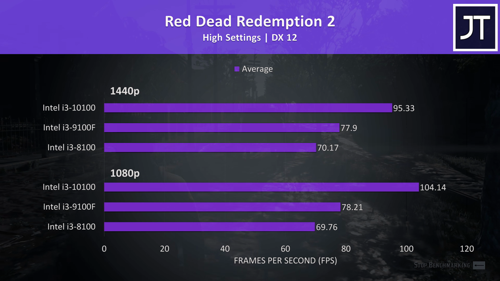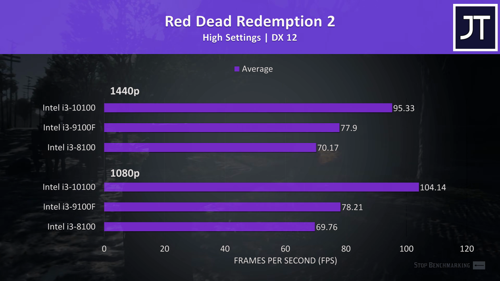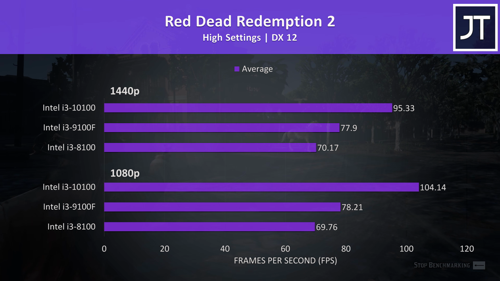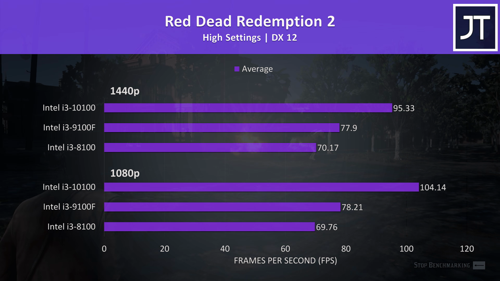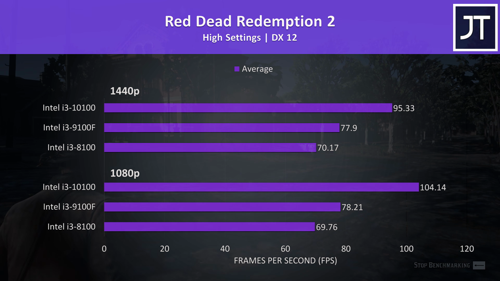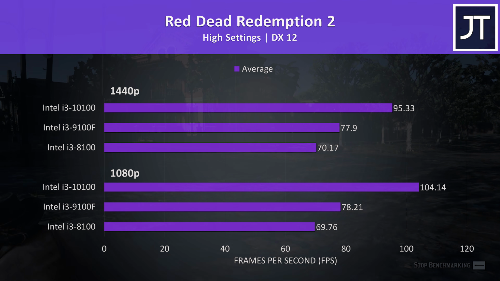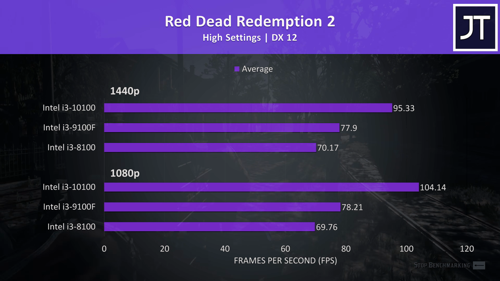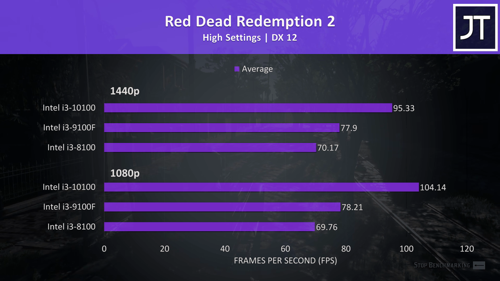Red Dead Redemption 2 was tested using the game's benchmark tool, and this test saw big gains from the 10th gen processor. At 1080p, the 10100 was 49% faster than the 8100 and 33% faster than the 9100F. Then at 1440p, the 10100 was 36% faster than the 8100 and 22% faster than the 9100F. So there's less of a difference at the higher resolution as the processor typically matters less there.